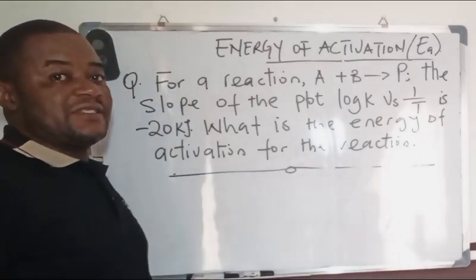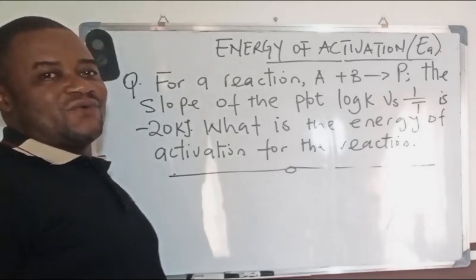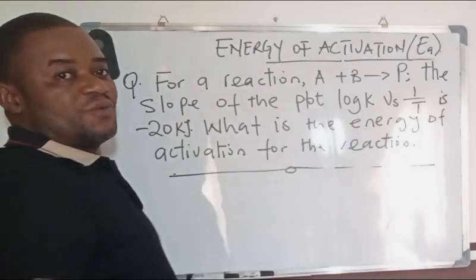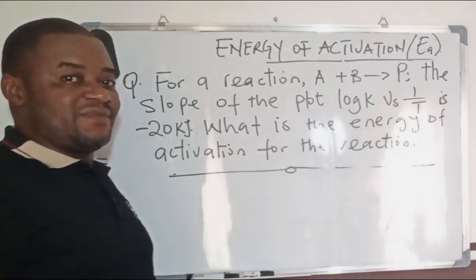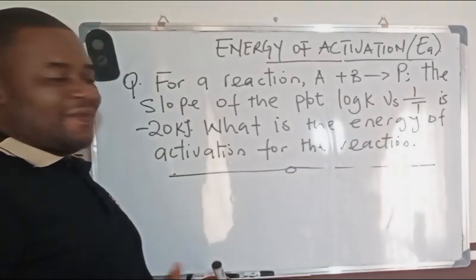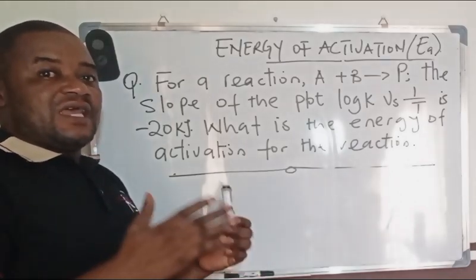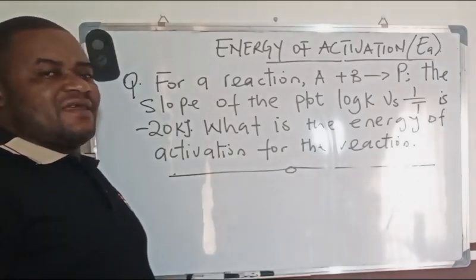So you are expected to calculate the extra energy that is required by this reactant to be able to break through the barrier standing before it to form what? A product. That is all that is needed. Now, in this question, it's quite a practical question. So you have a slope given. That means there is a graph.